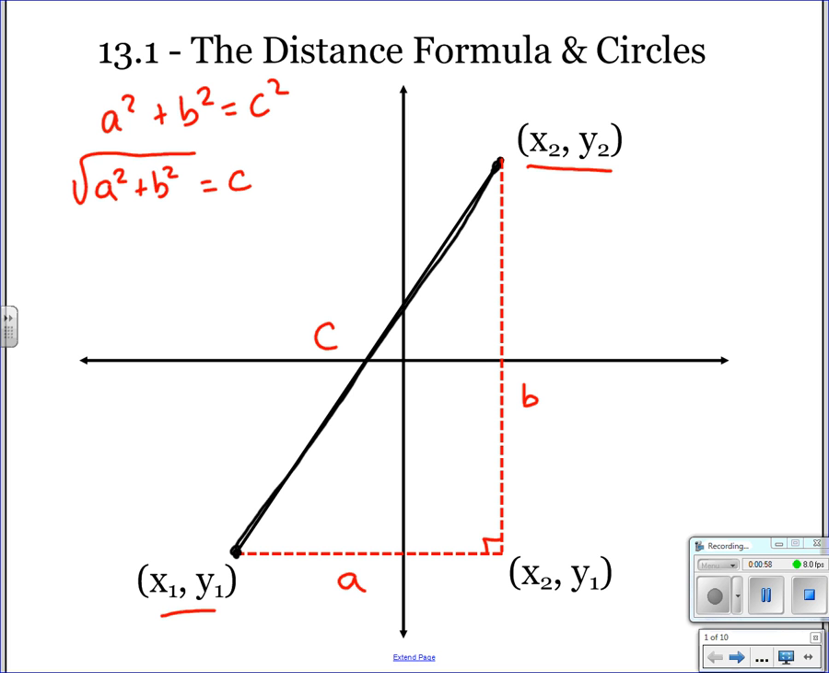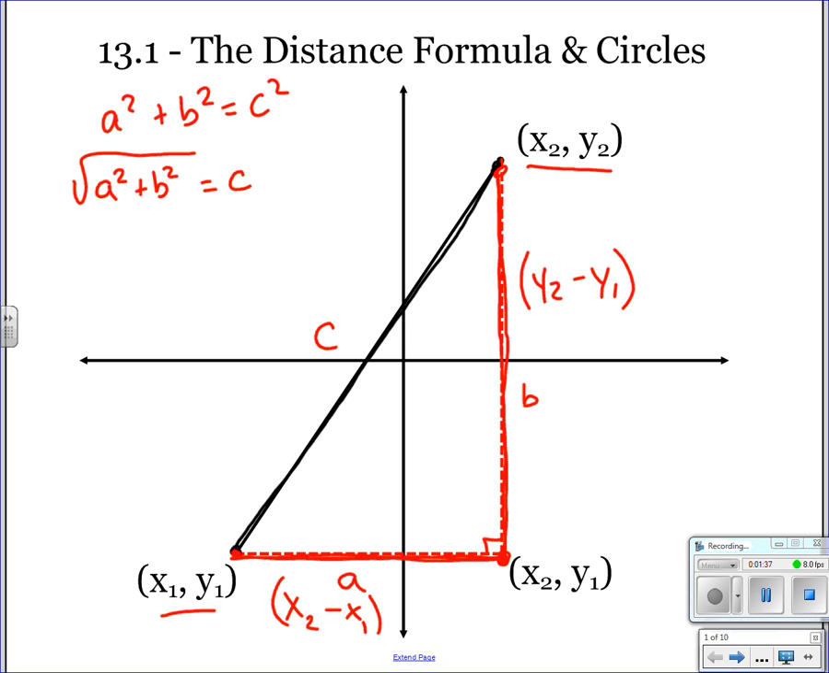Now let's talk about what A is, how I could find the length of A. I find those x-coordinates and find the difference between them. Typically, we do x2 minus x1. To find this vertical length, we find the distance between the y-coordinates, y2 minus y1. It doesn't matter which order you go in, it's just typical that we do x2 minus x1 and y2 minus y1.